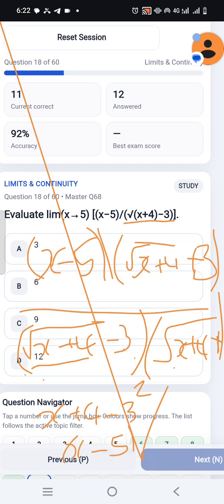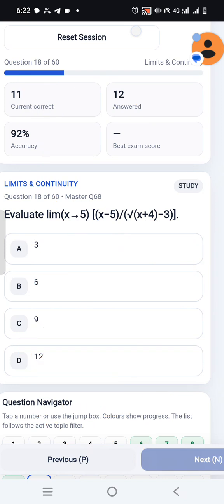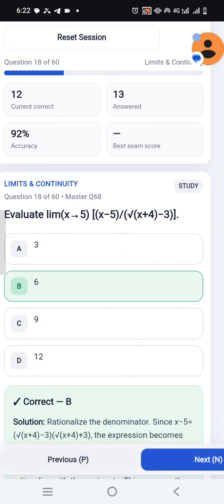You can see x minus 5 is this denominator that is simplified. It now gives me x minus 5. So this x minus 5 is downward, x minus 5 is upward as well. So I'm left with square root of x plus 4, then plus 3. Then I can input my limit now as x tends to 5. So that will be 5 plus 4, that is 9. Square root of 9 is 3. Then plus this 3. So 3 plus 3 is actually 6. So your answer is B, which is 6.